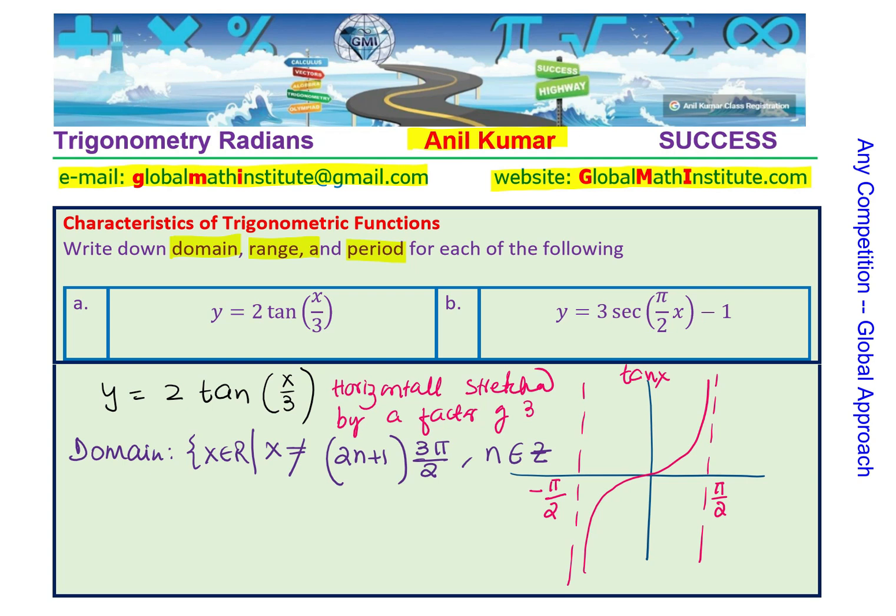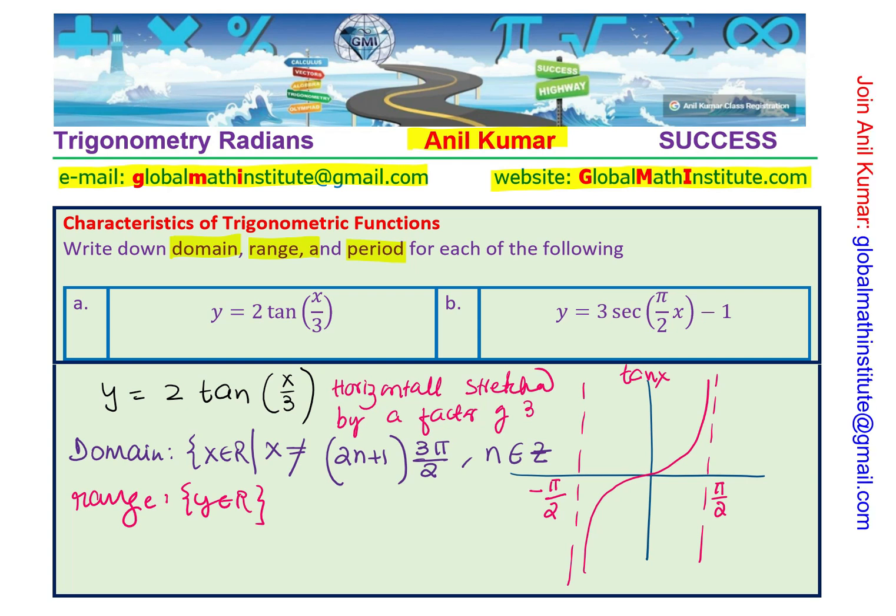As far as the range is concerned, range is all real numbers. Period. Now, for the period of the function, since the period for normal tan is pi, in this case you can see that the period is 3 times pi. So period is 3 pi. Is that clear to you? I hope this concept is clear.